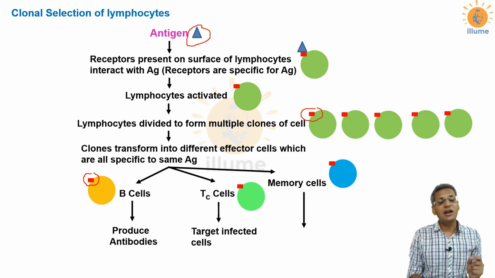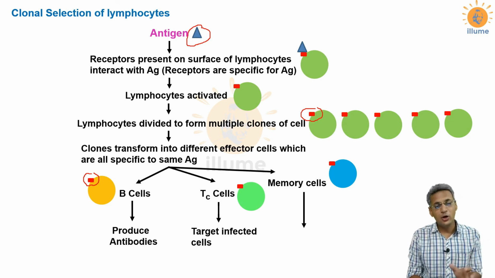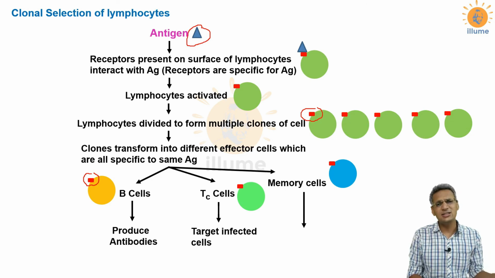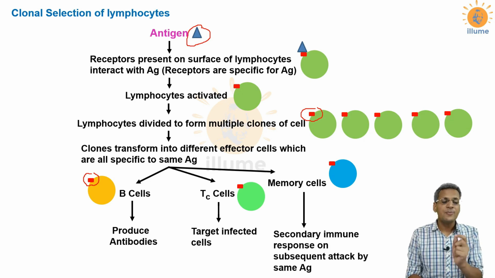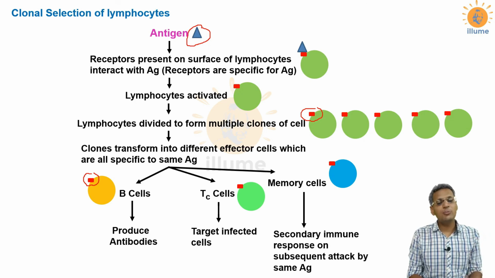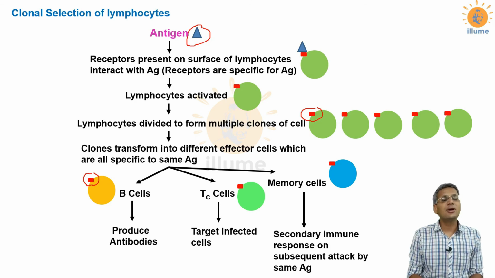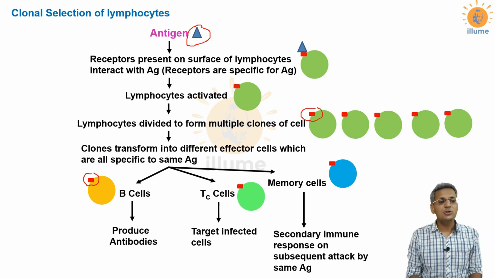and whenever the same antigen enters your body for the second or the third or any consecutive time, then these memory cells with the same receptor would convert into T C cells and produce a heightened response called the secondary immune response. So that is the meaning of clonal selection of lymphocytes.